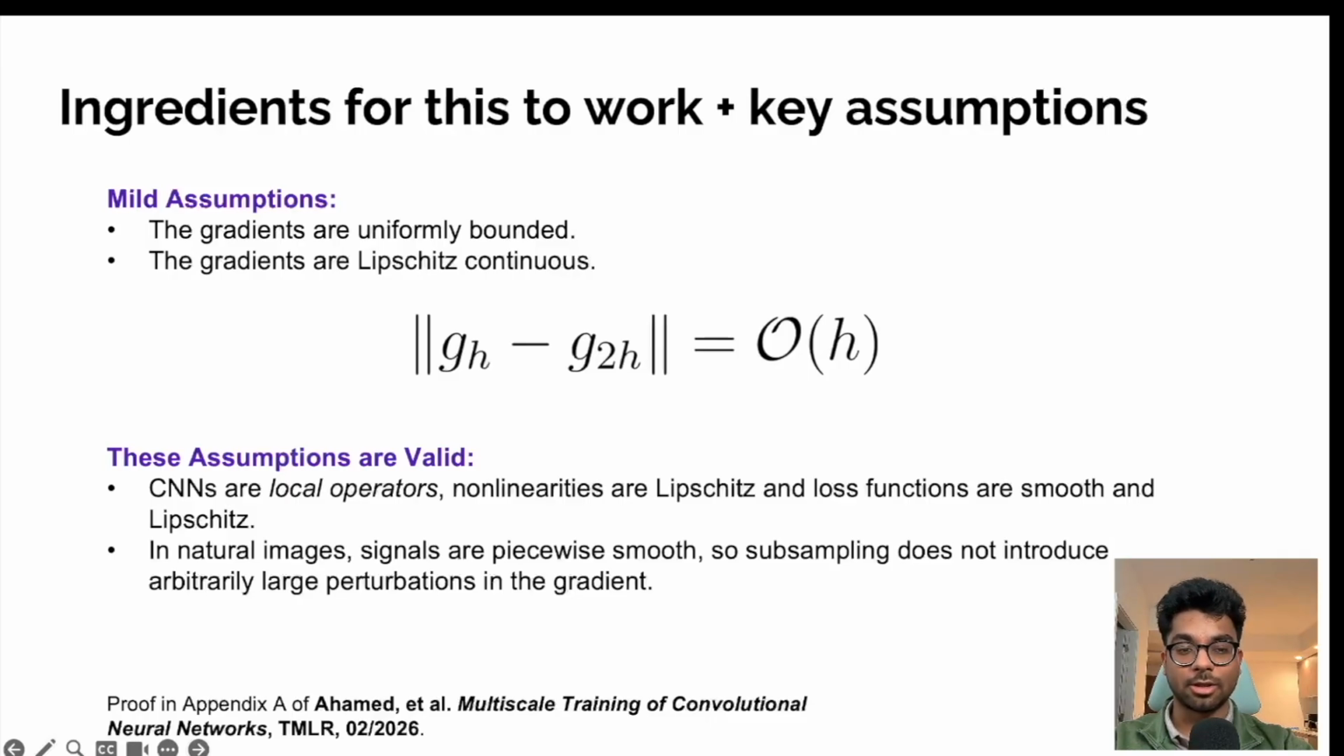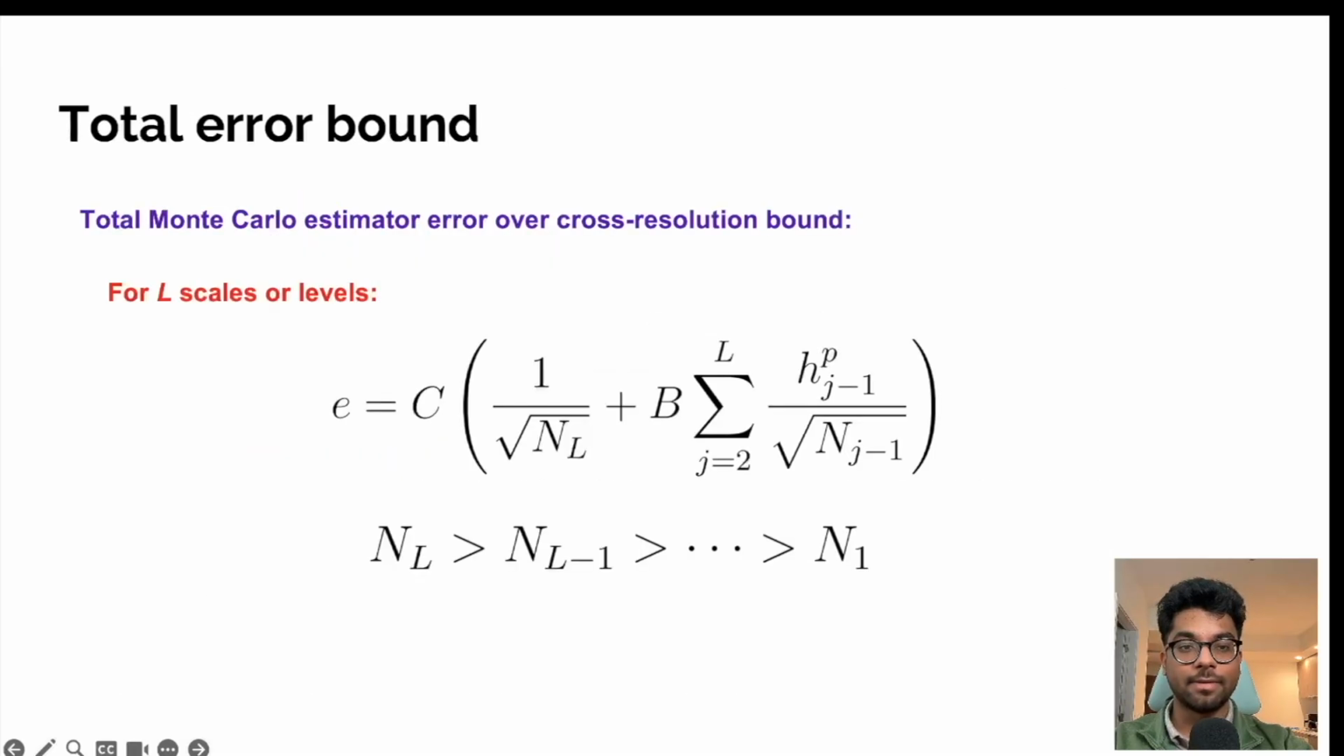Moreover, natural images and restoration tasks involve signals that are piecewise smooth, so subsampling does not introduce arbitrarily large perturbations in the gradients. Finally, we can combine the Monte Carlo error at each level with the cross-resolution bound. We get this total estimator for a multiscale framework with L levels. The key observation in this is as follows.